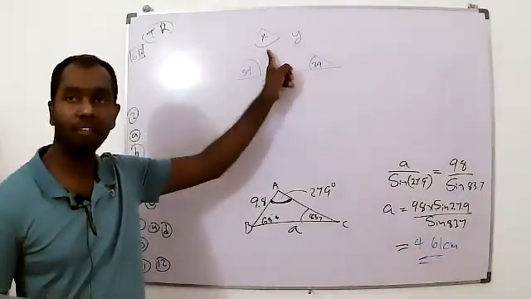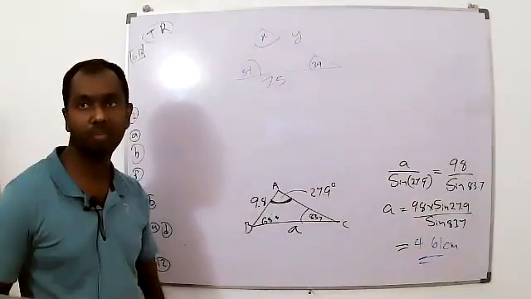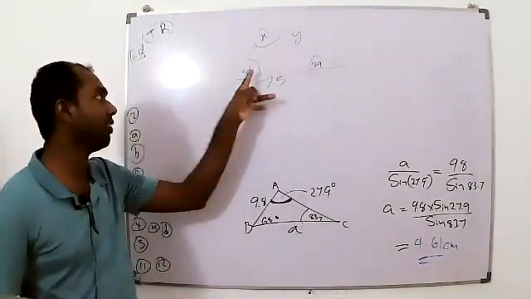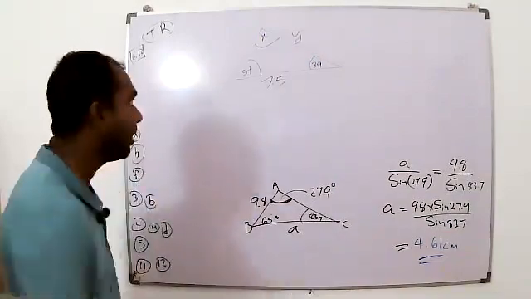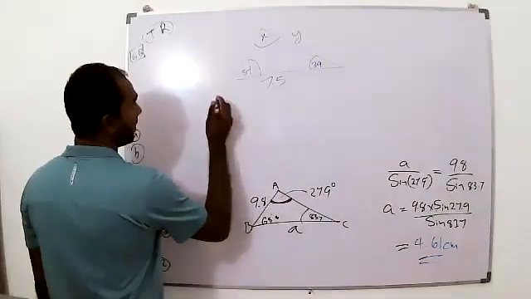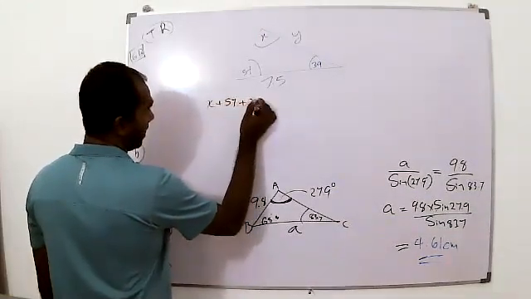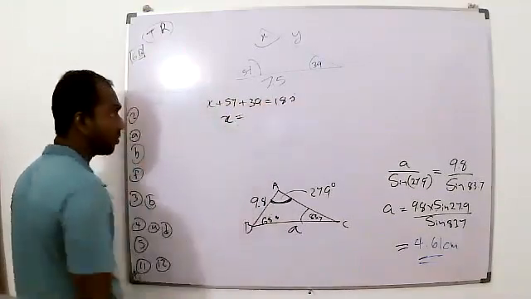Here, the X angle, can we find it easily, no? Do we need any sine rule or something? No. Why? Straight away you can find this angle because the addition of the three angles of a triangle is equal to how much? 180. So you can write x plus 57 plus 39 equals 180. So x is equal to how much?